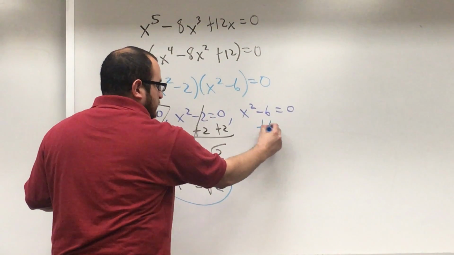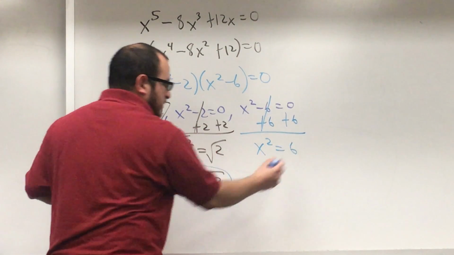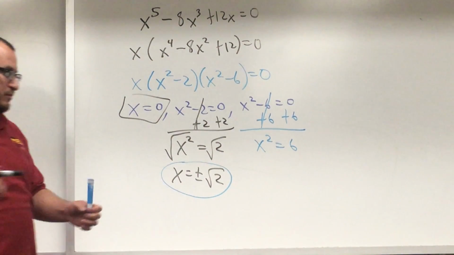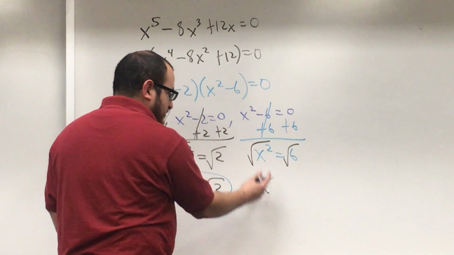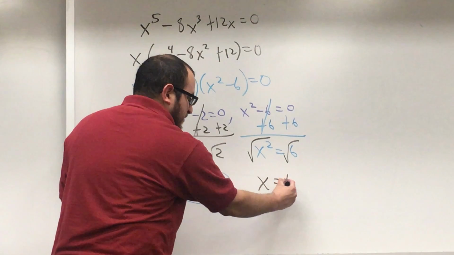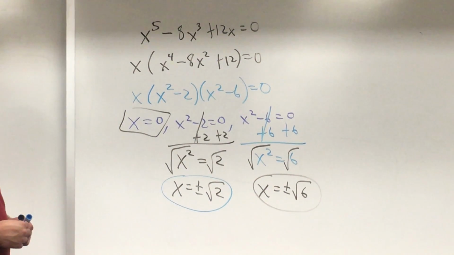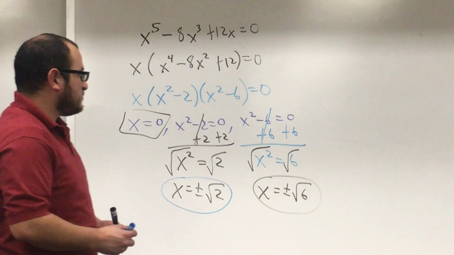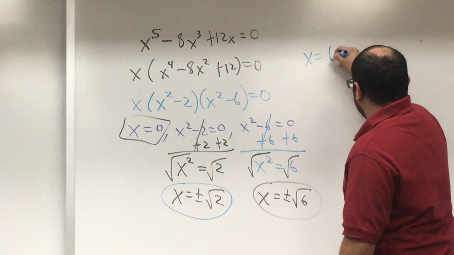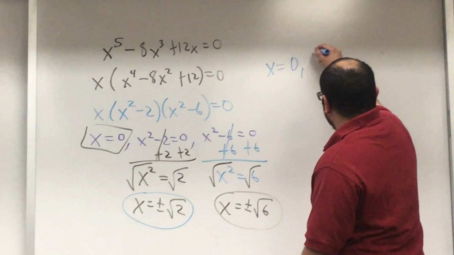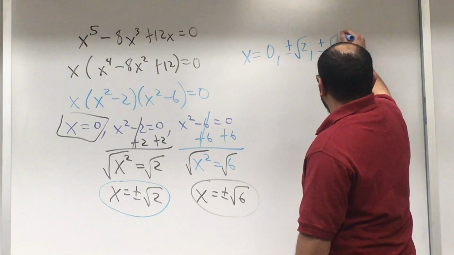Here, I add 6 to both sides. x squared is equal to 6. Okay. Take the square root on both sides again. I'm left with x equals plus or minus radical 6. All right, so I'm going to write all my answers up here in one line. First one, 0. Second one, plus or minus radical 2. Third one, plus or minus radical 6.